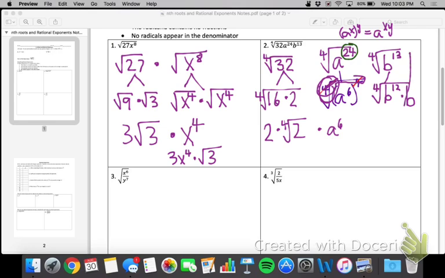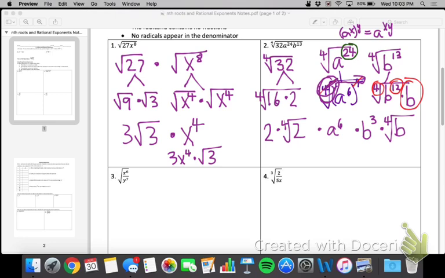And b to the 12th is a perfect fourth power. So 12 divided by 4 would make 3, so that's b cubed, and then the fourth root of b is left inside the radical. So again, the fourth root and the 12th power undid each other, but this other b has to stay inside because we couldn't take the fourth root of it evenly.